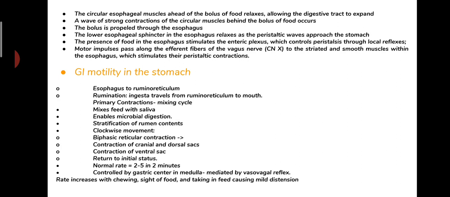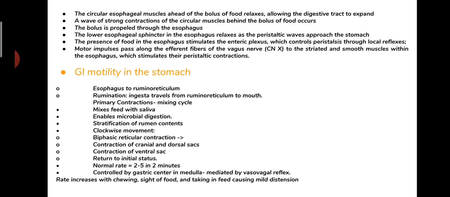Primary contraction, the mixing cycle. Mixing of ingesta enables adequate microbial digestion. Mix feed with saliva. Maceration of fibrous material. Stratification of ruminal content: fluid, fibrous mat, gas cap. Ruminal contraction is heard and felt from the left paralumbar fossa, normal rate 2 to 5 in 2 minutes. Controlled by the gastric center in the medulla, mediated by the vagovagal reflex.